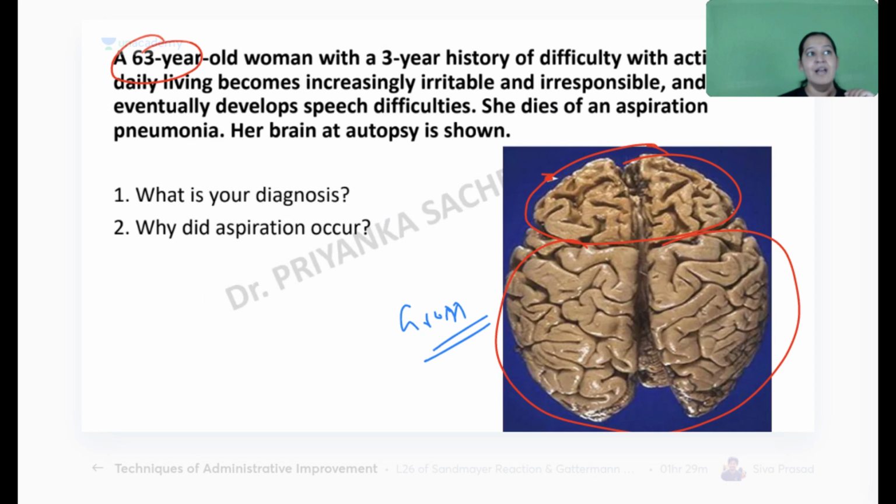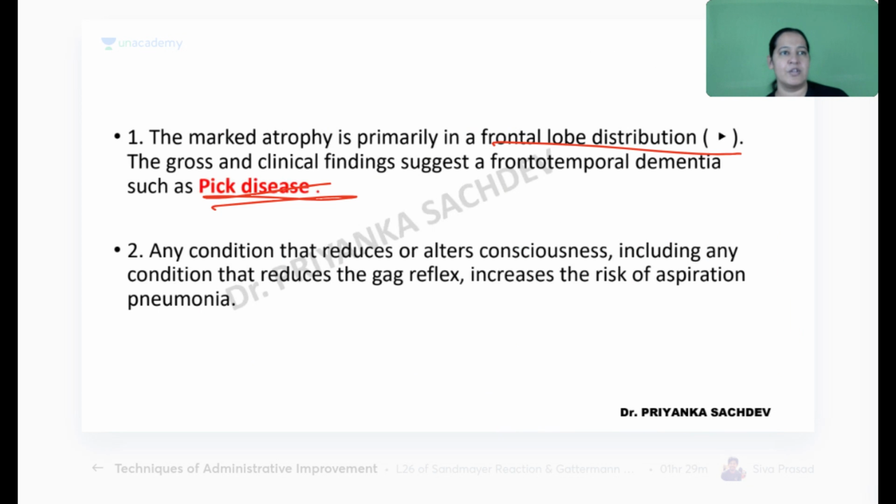A 63-year-old, again an old man, having a 3-year history of difficulty in activities of daily living. He became irritable, irresponsible, and develops speech difficulties also. He died of aspiration pneumonia, brain autopsy. So have you got it? It is Pick's disease. Give me a thumbs up.